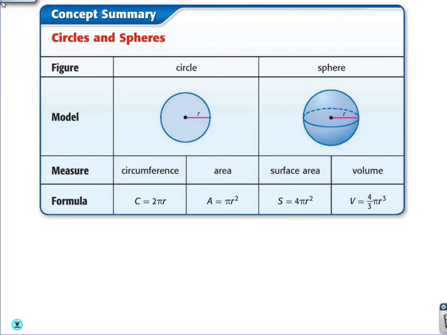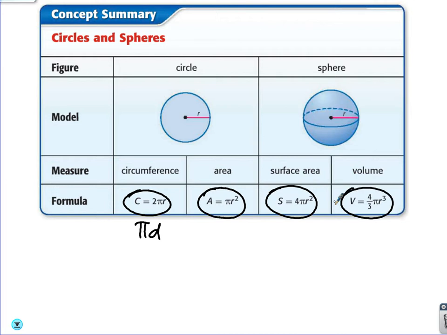So there we go. Circles versus spheres. Make sure you know all these formulas. Circumference is 2 pi r, which I sometimes like pi d better. To find the circumference of a circle, you're either going 2 pi r or pi d. The area of a circle is pi r squared. To find the surface area, that's 4 circles, because think about a baseball cover. And the volume is 4/3 pi r cubed. Make sure that you have all 4 of those formulas in your notes.